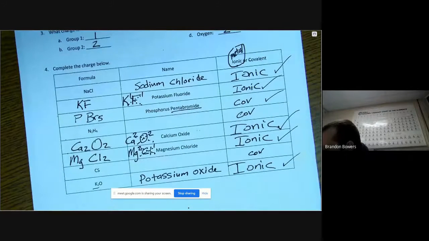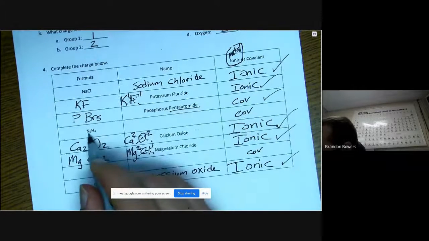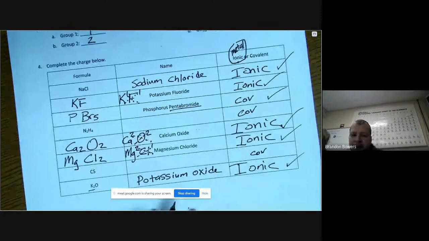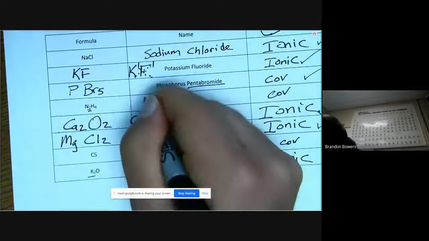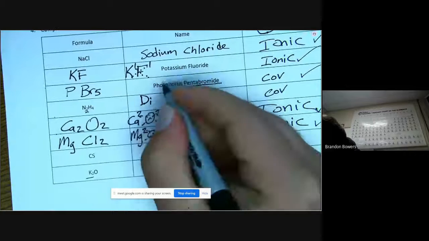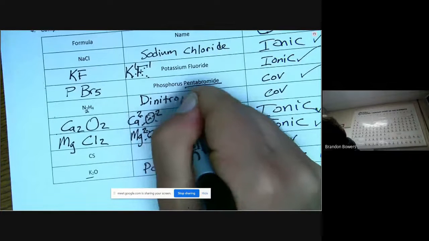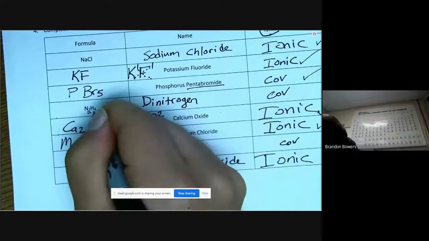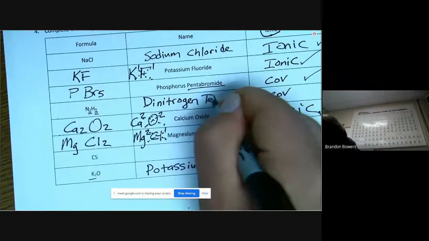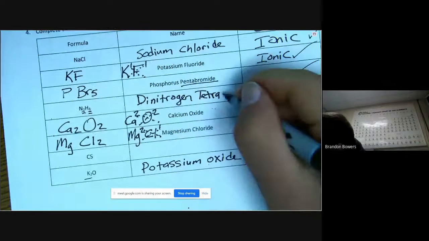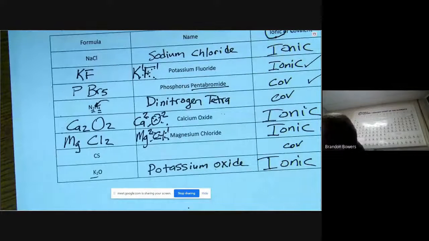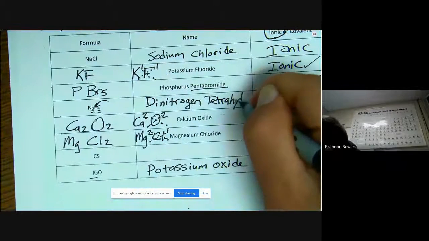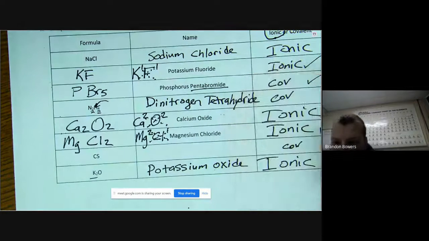Okay, so I need to come up with the name. So I need the prefix. So the prefix for 2, I'm going to zoom in a little bit. The prefix for 2 is di. So dinitrogen. And the prefix for 4 is tetra. And hydrogen. Hydrogen has to end in ide. So hydride is what it will turn into.